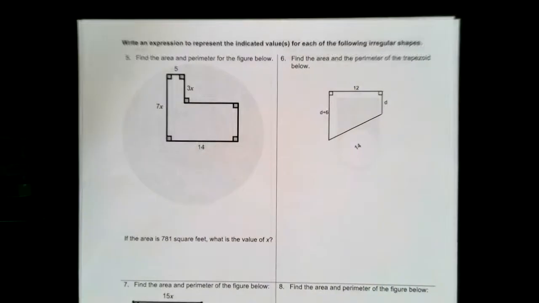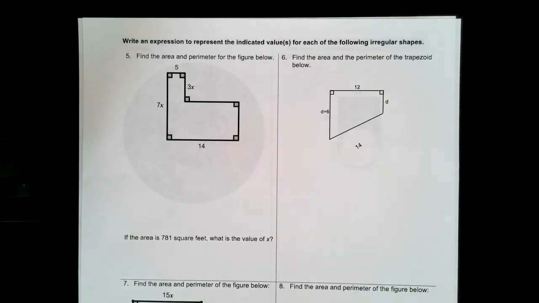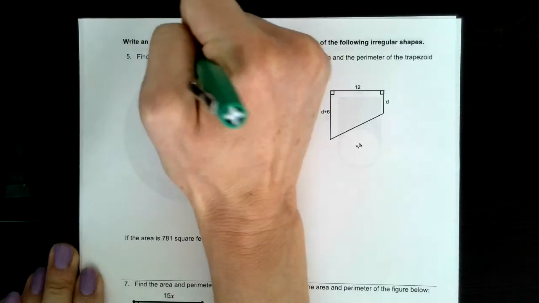All right, looking at number 5, we have to write an expression to represent the indicated values for each of the following irregular shapes. We're going to be finding the area and perimeter of the figure below. So we're going to be doing 2 things per problem.